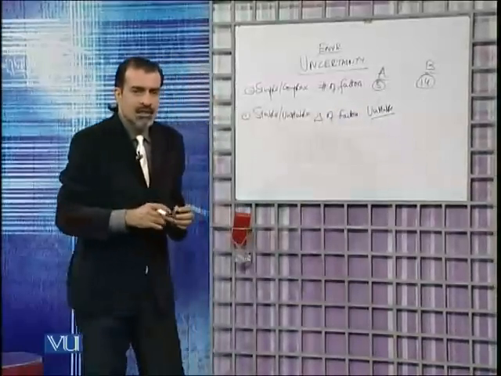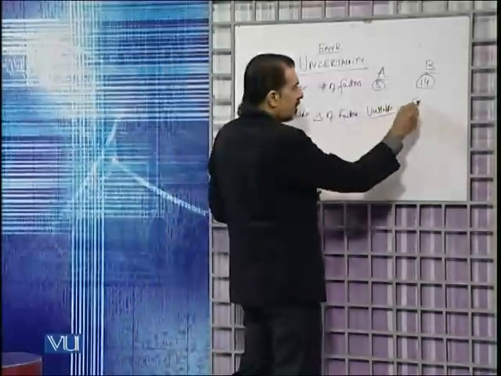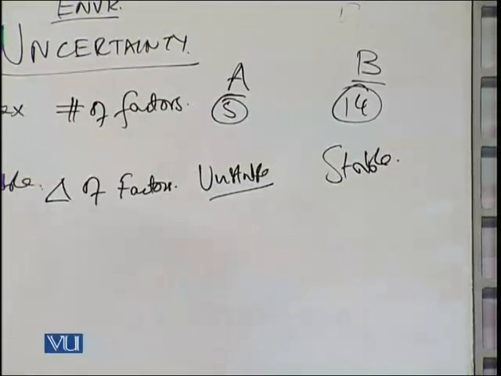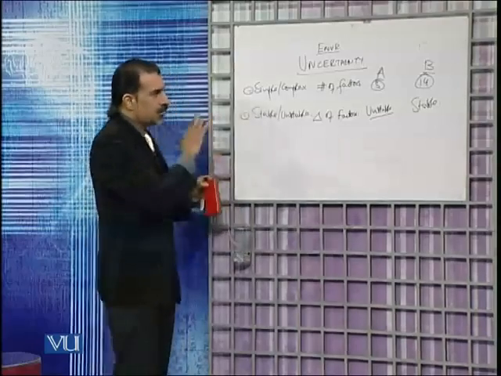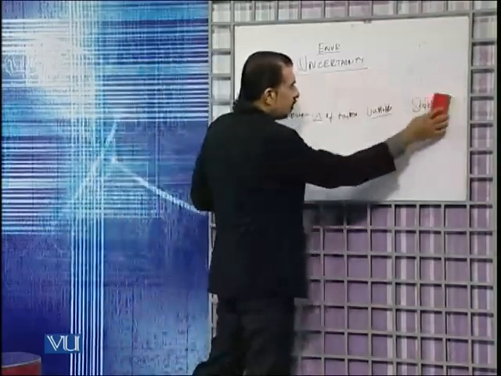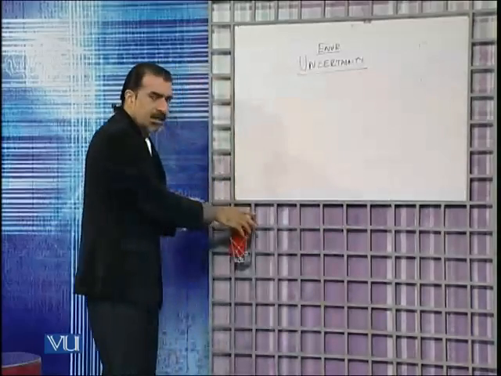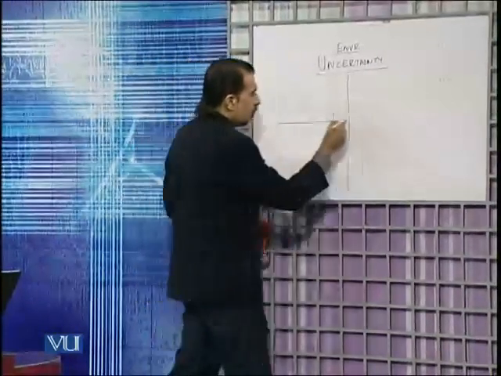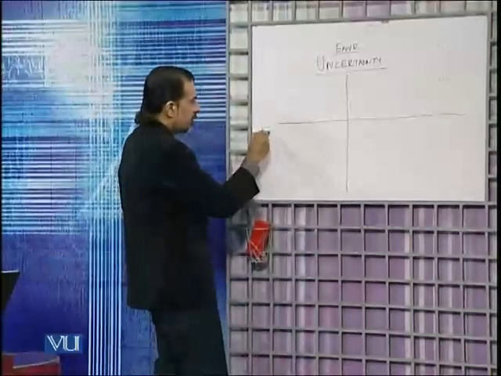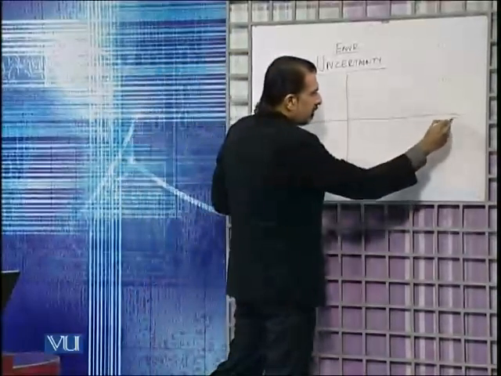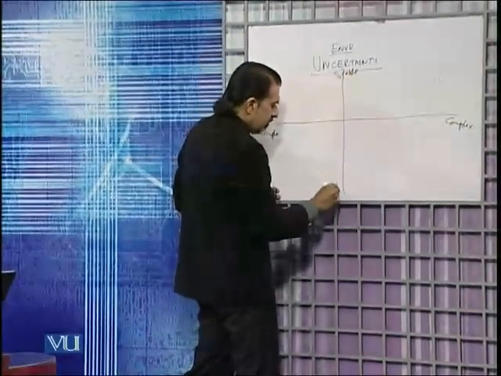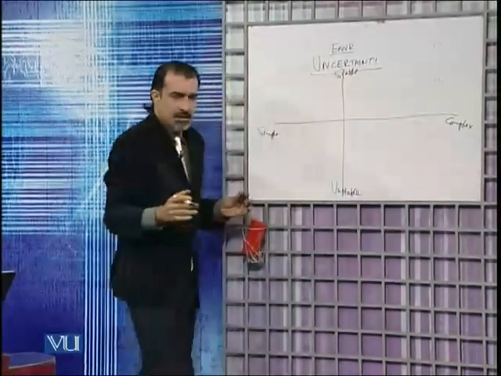So if these factors don't change quickly, then we will call this environment stable. So now you can see that company A has a simple and unstable environment, whereas company B has a complex and stable environment. So simplicity and complexity are not directly related with the stability and instability of environment, and to further capture this, we will draw this into 4 cells, where at one end we have simple environment, at the other end we have a complex environment, and then we have stable and unstable environment. So you can see there are 4 possibilities.